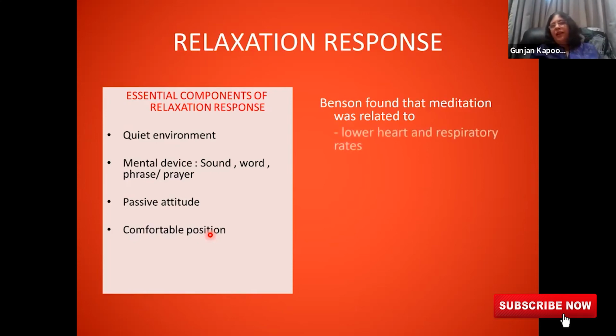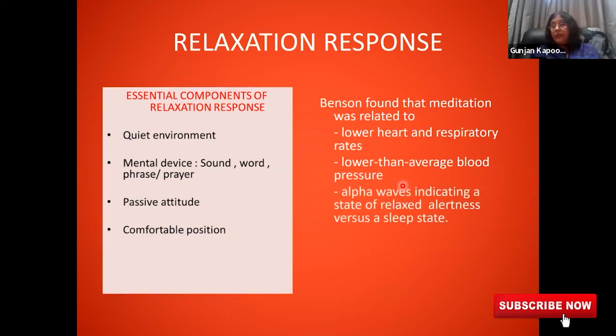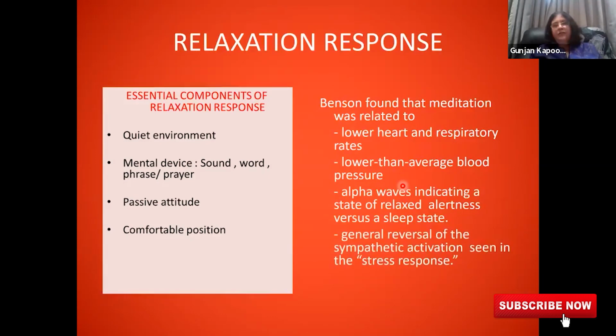And what he realized was that agar ye meditation techniques hui, then the patients, when they were followed up, unka heart rate lower tha, respiratory rate lower tha, their average blood pressure was lower. On the EEG, their wave pattern was better. They were able to get alpha waves, which showed that it was more of a relaxed state.